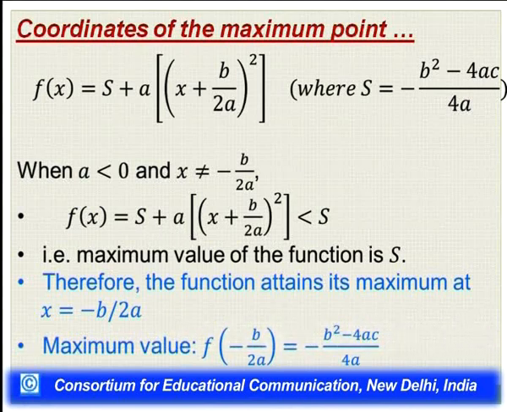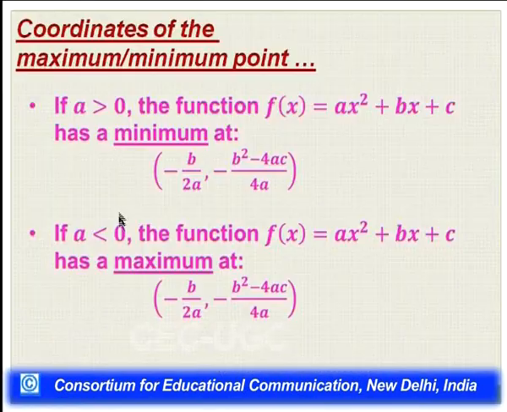So whenever a is negative, we say that the function has a maximum, and because the maximum value occurs at minus b by 2a, we say that the function achieves its maximum at x equal to minus b by 2a, with the maximum value being minus of b square minus 4ac divided by 4a. So this is how we summarize the entire discussion for the coordinates of the maximum or minimum point.